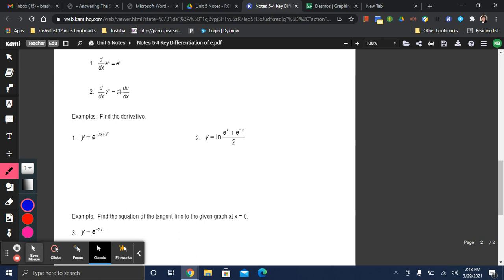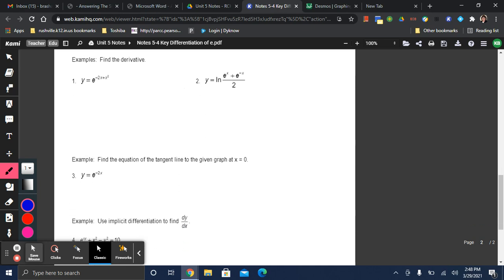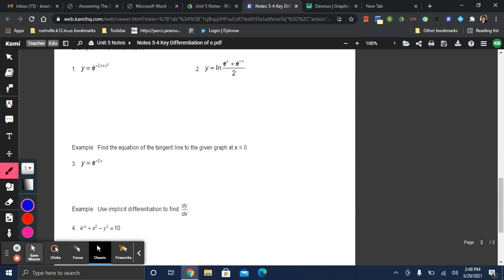It will be e, and you'll keep your exponent, and then you'll have to multiply by the derivative of the exponent. So we'll take a look at our examples of finding the derivative. So your first one is y equals e, and then your exponent is negative 2x plus x squared. So y prime would equal e, and you keep your exponent, so e to the negative 2x plus x to the second, and then you'll have to multiply by the derivative of that exponent.